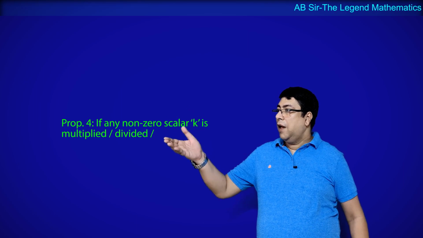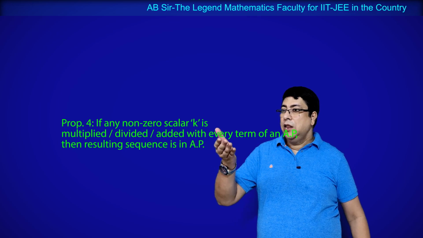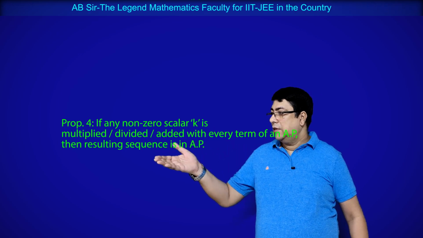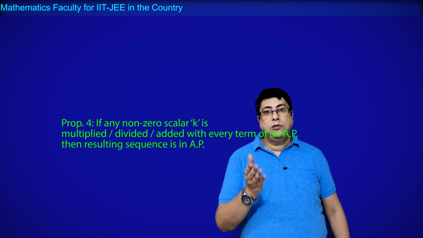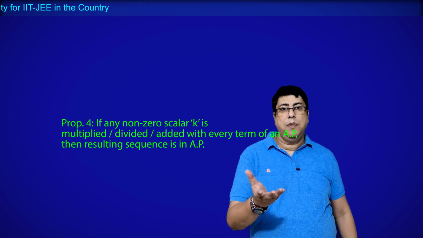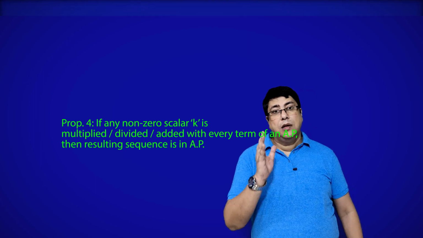Now I discuss property number 4. Let's see what it says. If any non-zero scalar quantity is multiplied, divided, subtracted, or added with any AP, the resulting series is in AP. So everyone, suppose the non-zero scalar quantity is any constant number, you can take it to be any constant number. But it should not be 0.